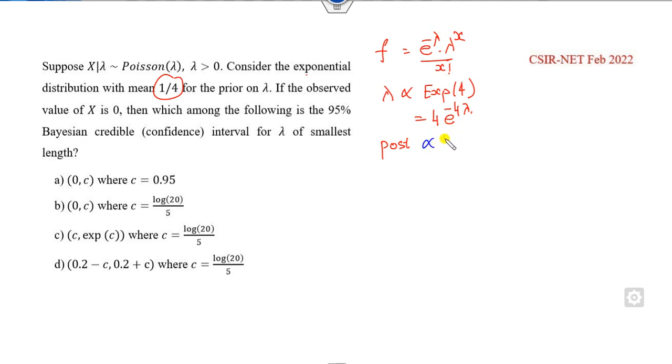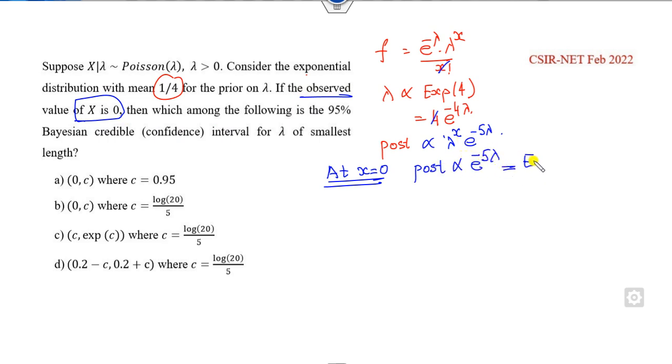If you multiply them, 4 is a constant, x factorial is a constant. So it is lambda raised to power x e raised to power minus 5 of this. If the observed value of x is 0, so at x is equal to 0, what is my posterior? At x is 0, it is my e raised to power of this. What is that? This is my exponential distribution with the parameter 5.